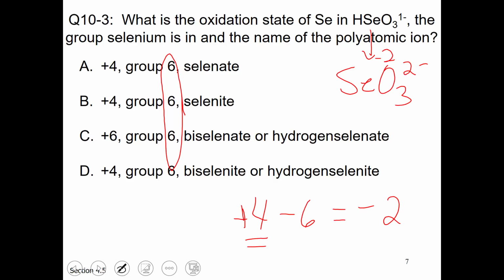So remember, if we're in +4, but the group is 6, this gives us an ending of -ite. So we know it's not that one. We know it could be this one, except we're missing, of course, the fact that we're being asked about HSeO3 1-. So it has to be answered D. +4 oxidation state, selenium is in group 6, and we have acknowledged the hydrogen present as hydrogen selenite or biselenite.